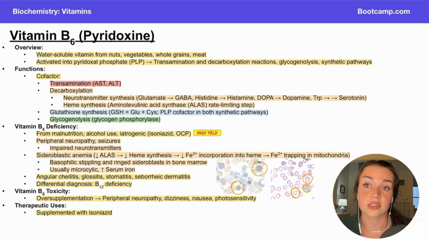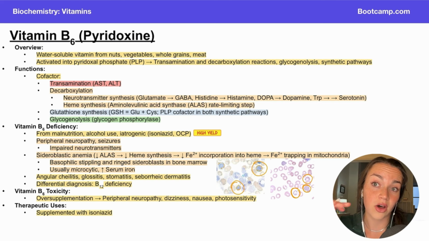So another way they could ask this question is they could make you diagnose somebody with tuberculosis, say that they're starting them on the first line treatment, either for latent or active TB, it doesn't matter, isoniazid is used in both regimens, and they'll say, in addition to the first-line treatment, what else should you supplement? They want you to know that the first-line treatment would include isoniazid and that you should supplement vitamin B6. Really burn that into your brain.